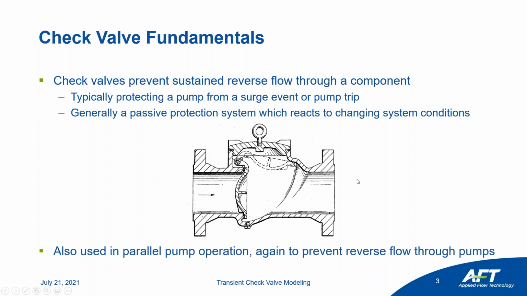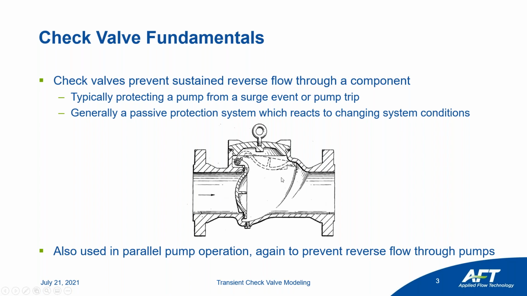Another application where we can see check valves is, again, anytime we're trying to prevent reverse flow. Parallel pumps might be a good example. If you have a collection of pumps in parallel and one of them trips, you're still going to see very high pressure downstream of the pump and relatively low pressure upstream of the pump. And so that'll cause reverse flow through this check valve.